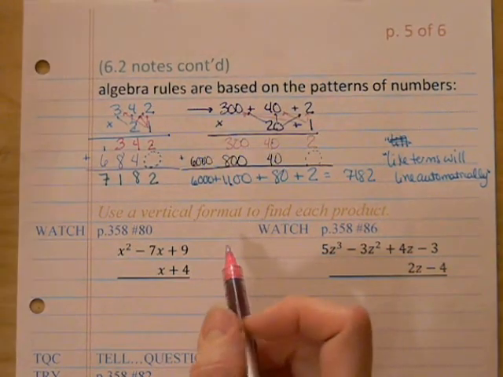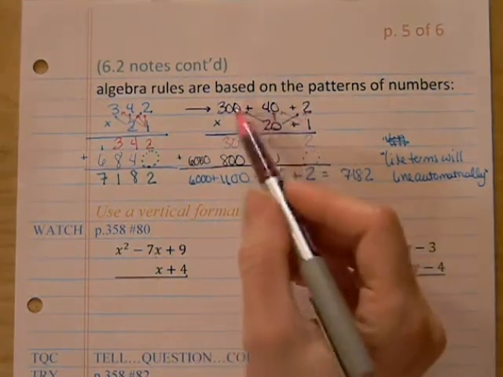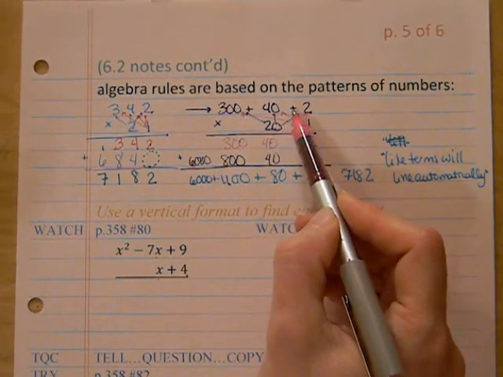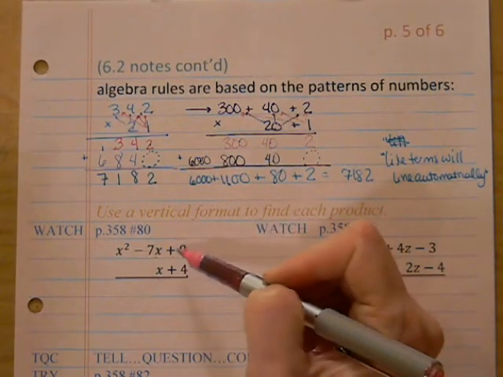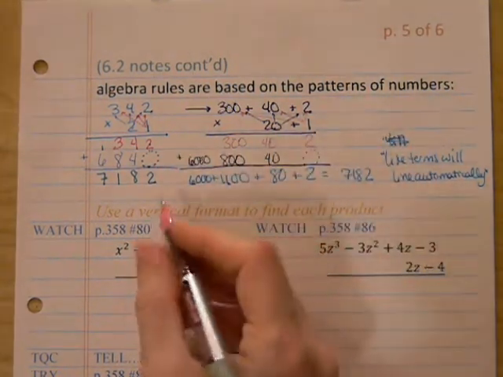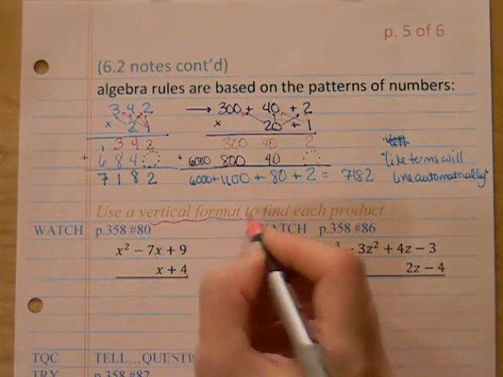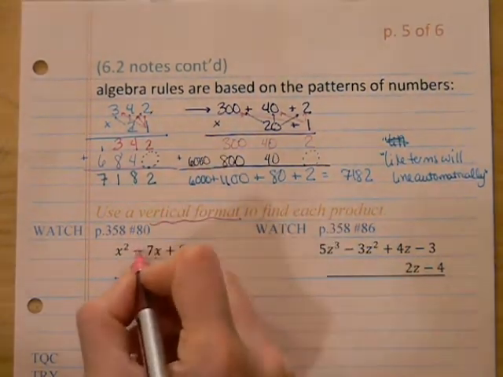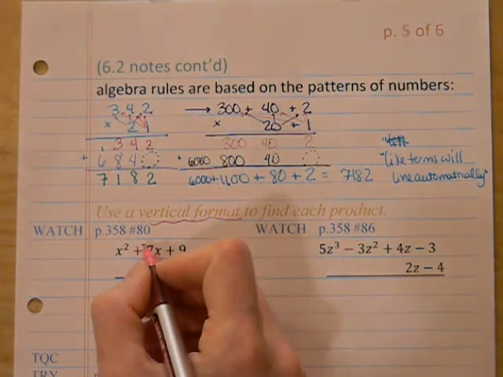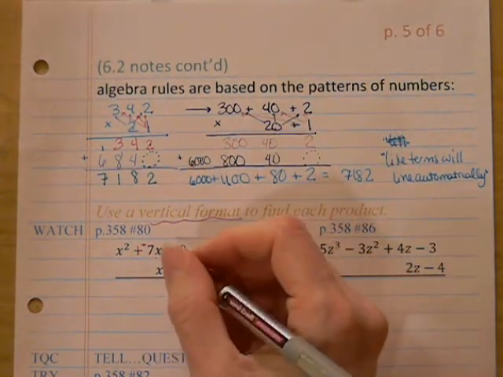So let's look at number 80. x squared minus 7x plus 9, times x plus 4. Just like each of these place values was really a number separated by a plus, now we have terms separated by a plus, and we just get to distribute just like we've been doing with the numbers and the way we've been doing it horizontally. This is just the vertical way of doing it. Let's go ahead and just avoid some negatives, and we'll make that plus a negative 7x instead of minus 7x. We haven't changed the value, just changed how it looks.